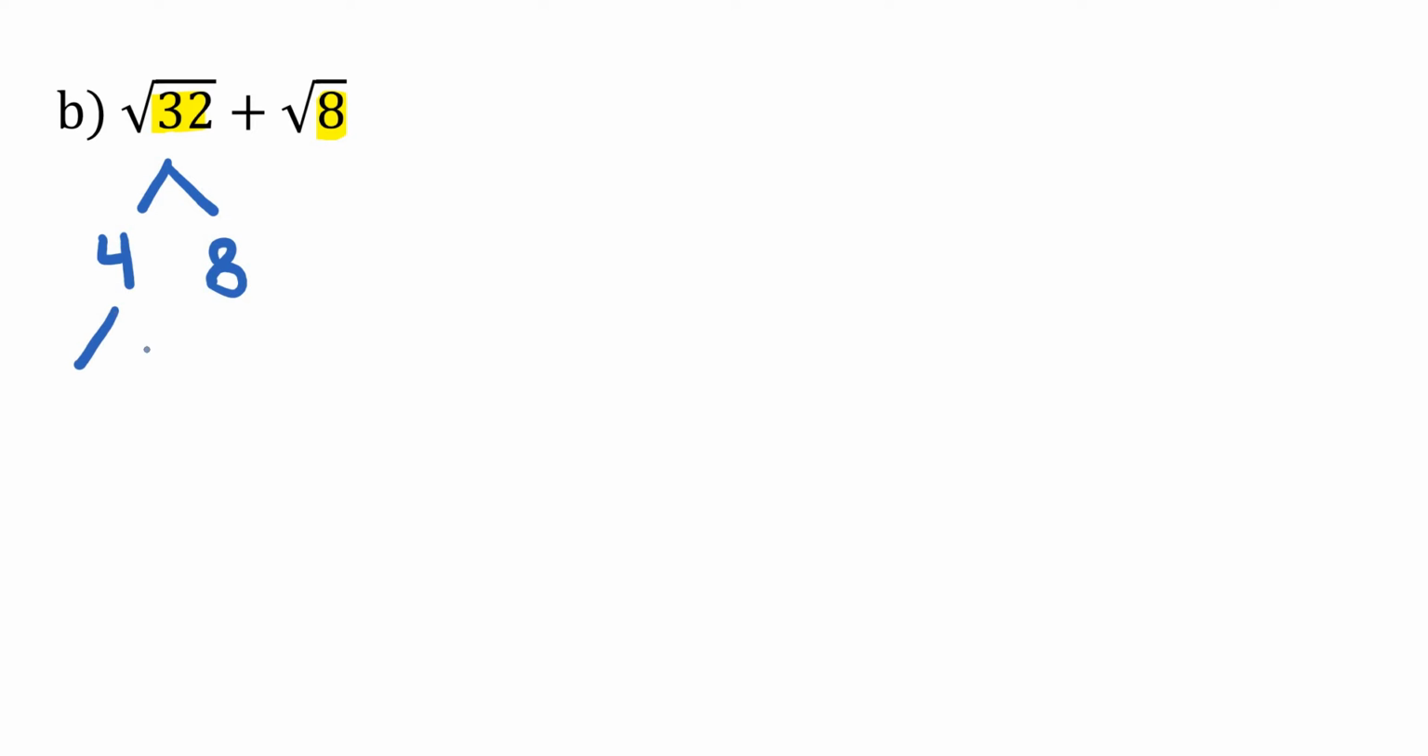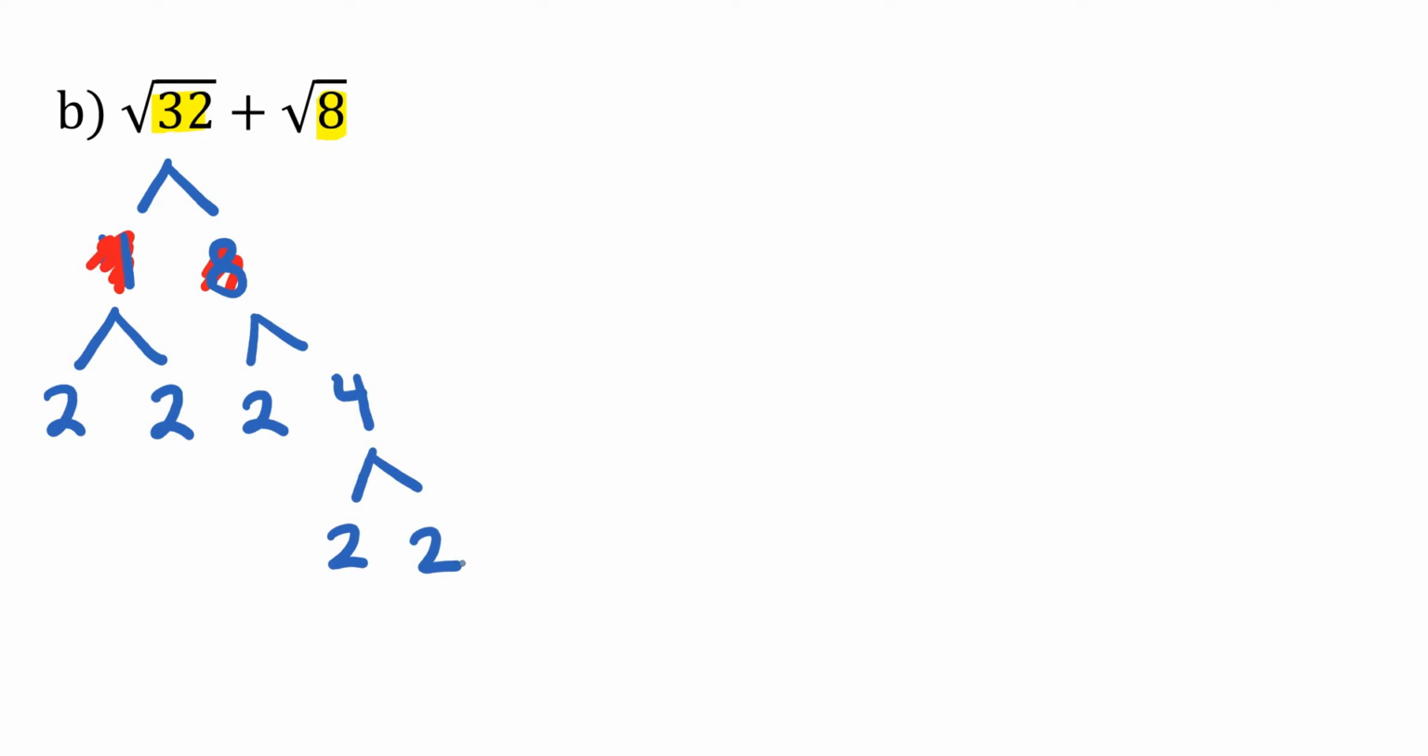And the number 4 I can continue to break down into 2 times 2. And that means the 4 has now been taken care of. And then what about the 8 now? Two numbers that multiply to 8 are 2 and 4. All right, so now the 8's done. And now the 4 here breaks down into 2 times 2. And then I'm done with that 4.